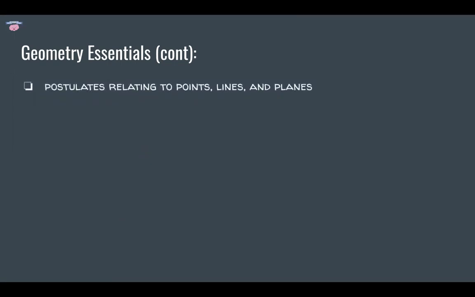Some important postulates, some more postulates, I should say, because we covered some in the first video. Any 2 points that lie in the same plane are always collinear. So if we have any 2 points, and let's say they're in the same plane, then they're always collinear. One line can pass through them. And this has to do with the postulates we talked about in the first video that says that exactly one line can pass through 2 points.